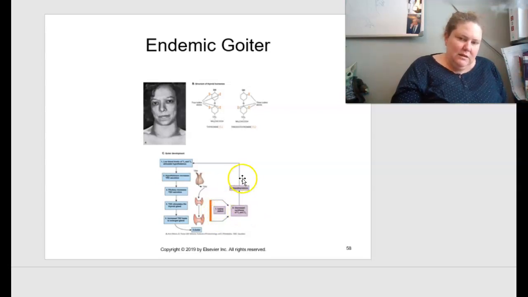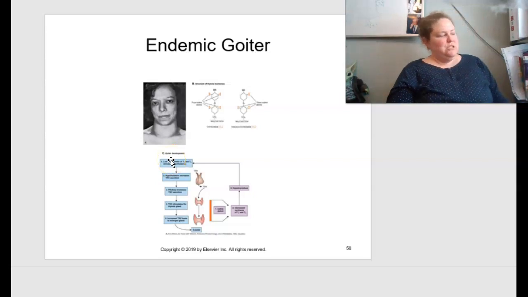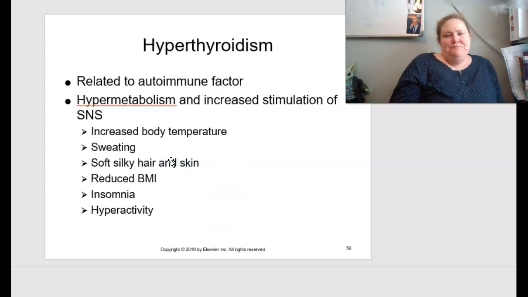Okay. You can also have an iodine deficiency, and this can cause a decrease in synthesis of T3 and T4. And this can lead to hypothyroidism, and therefore, since it's not functioning, you're going to have those lower levels of T3 and T4. Well, what about the opposite?